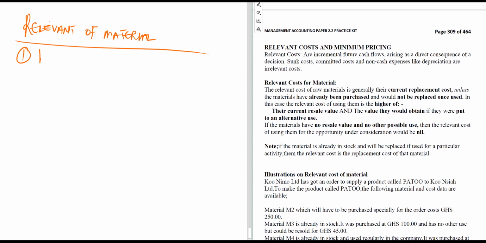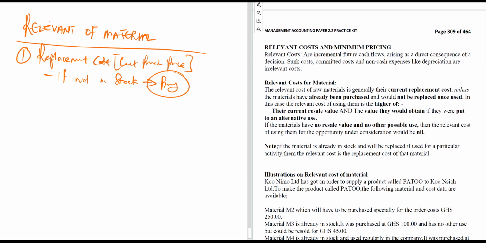Let me use the replacement cost rather, the current replacement cost. If you have to replace it, you have to buy it, at the current purchase price. If you don't have, then you buy. If the material is not in stock, you buy. That is the rule. The first thing is, if not in stock, go and buy. Meaning that the relevant cost becomes the replacement cost or the current purchase price.